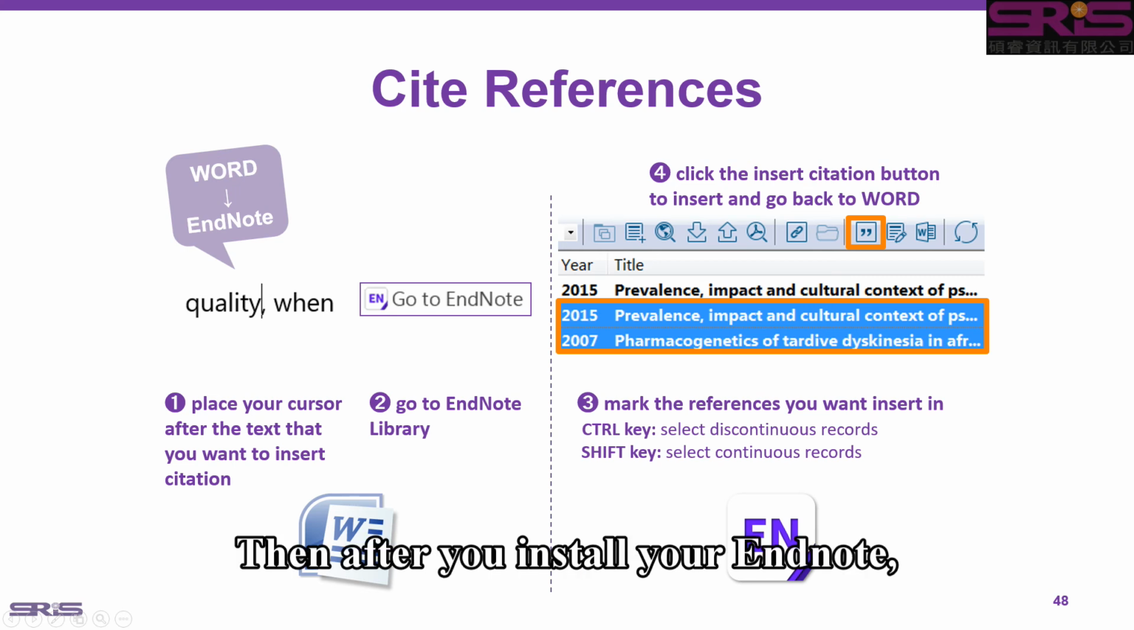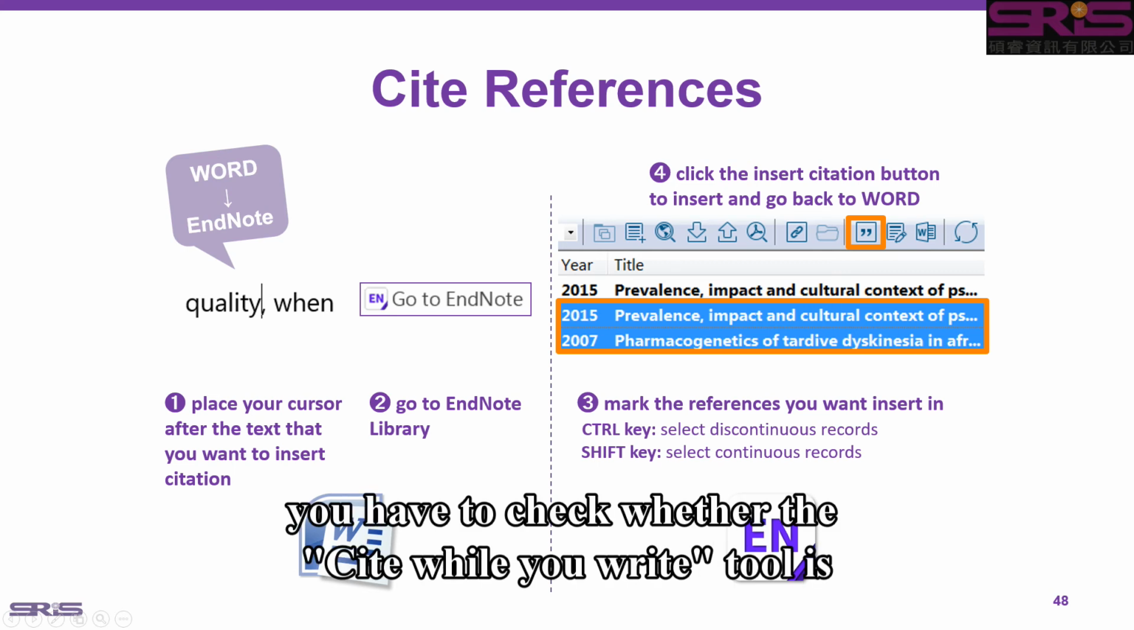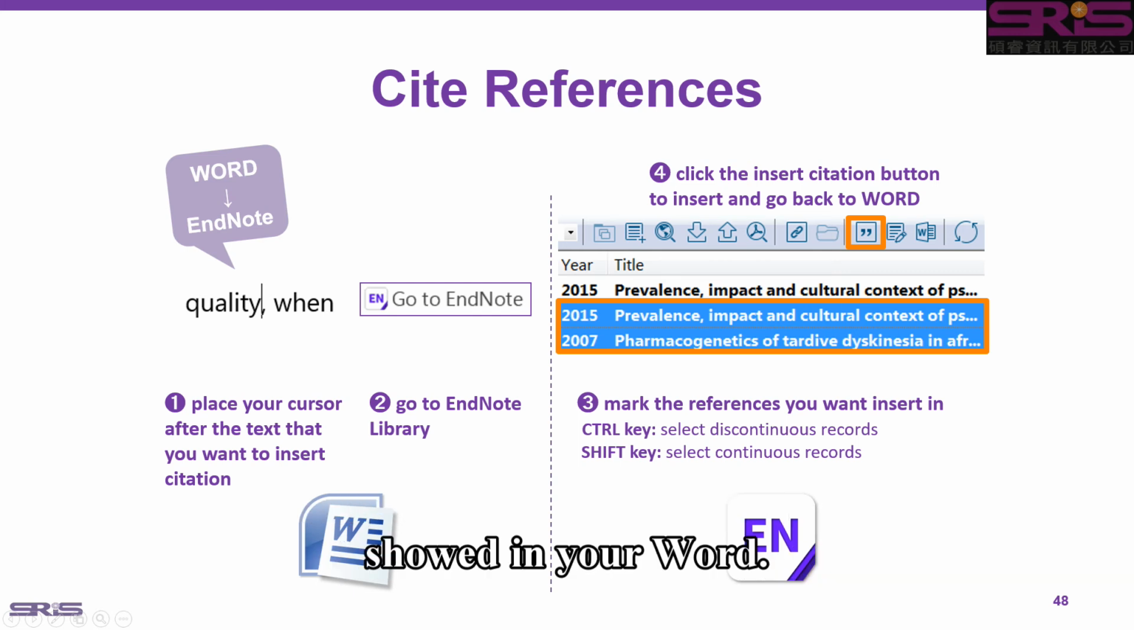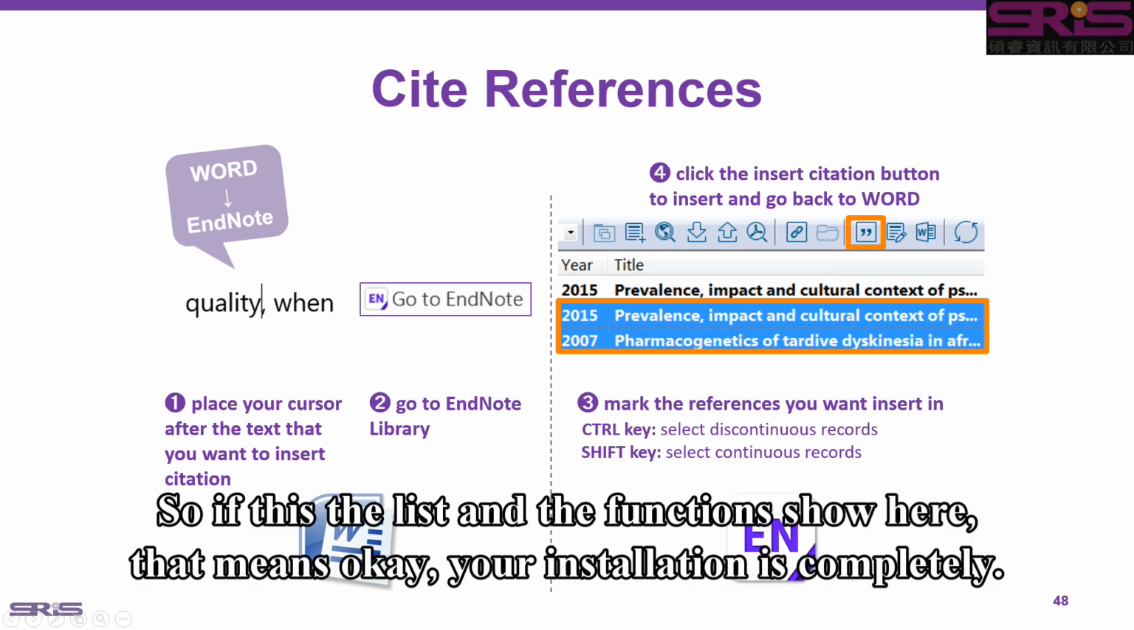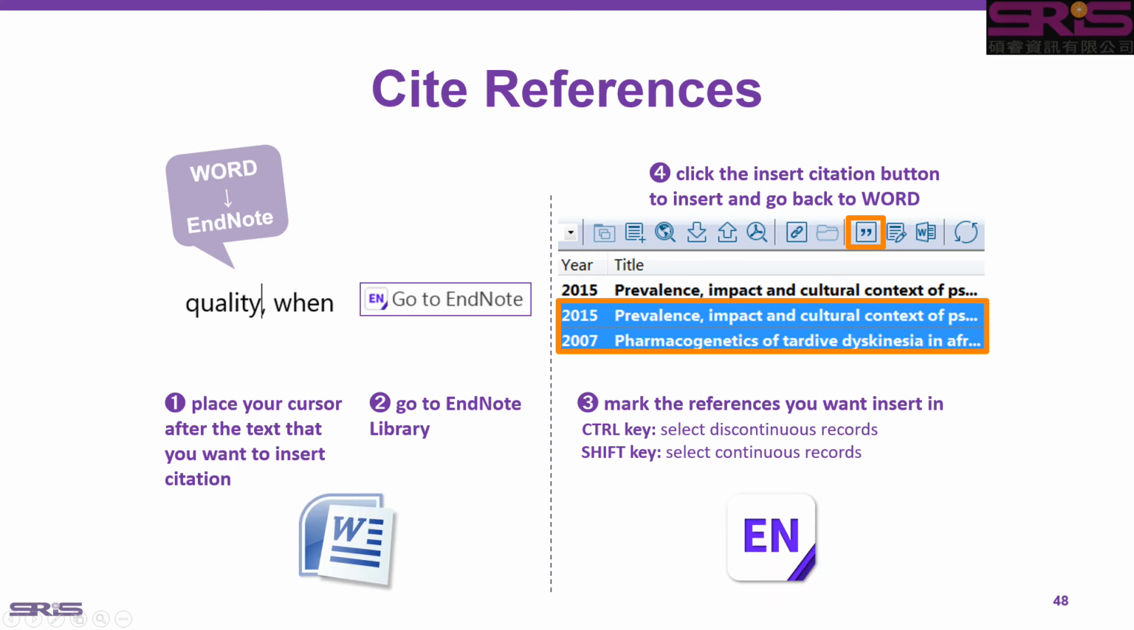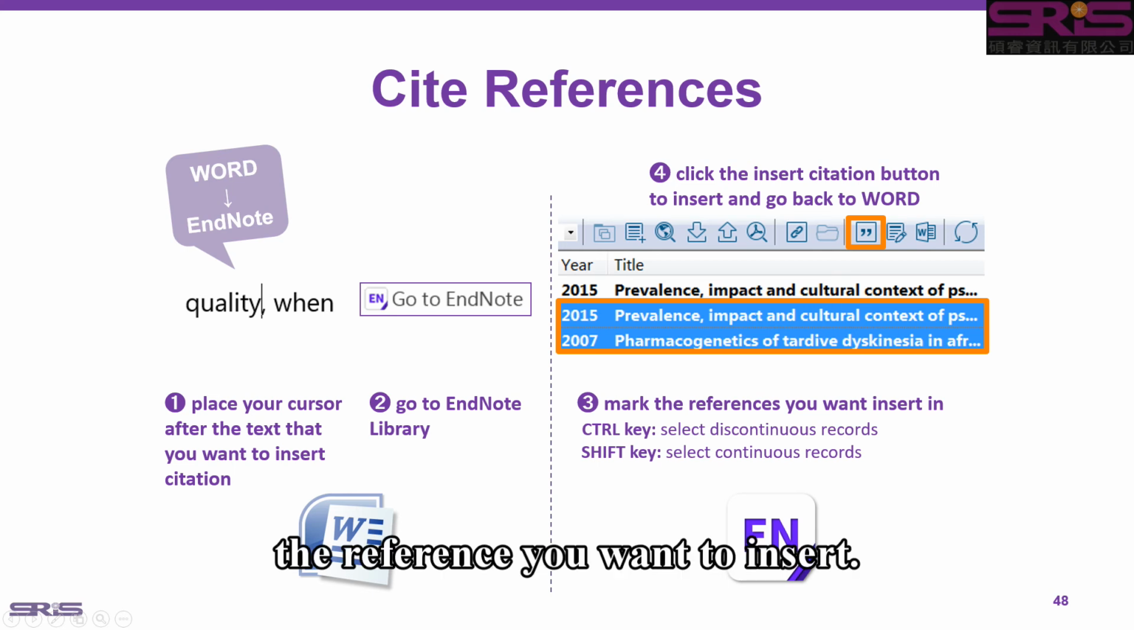Then after you install your EndNote, you have to check whether the Cite While You Write tool is shown in your Word. Just check if this EndNote 20 icon is shown on this list. Okay, so if the list and the functions show here, that means your installation is complete. Then the next is to find the reference you want to insert.